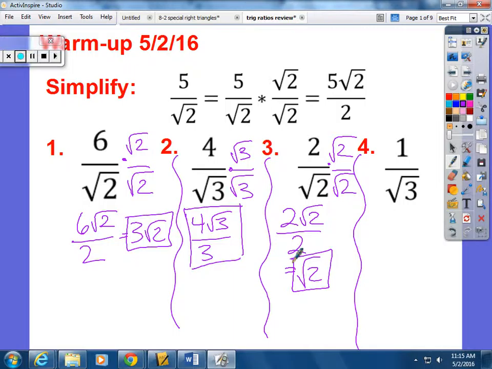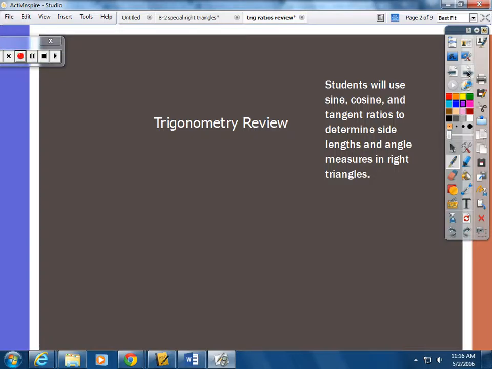And the last one, my denominator is square root of 3, so I multiply by square root of 3 over square root of 3. I don't need the 1 on top, so I can just write square root of 3, and the denominator, square root of 3 times square root of 3, is just 3. So there's your warm-up. Next, we're going to do a quick trig review.